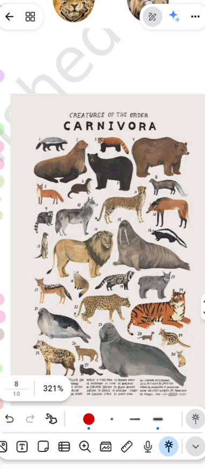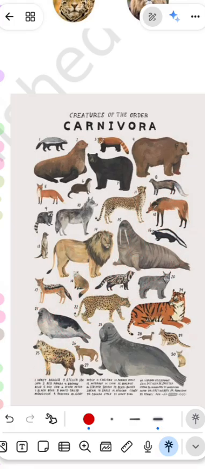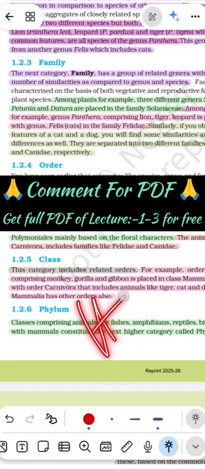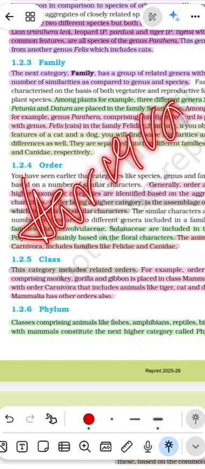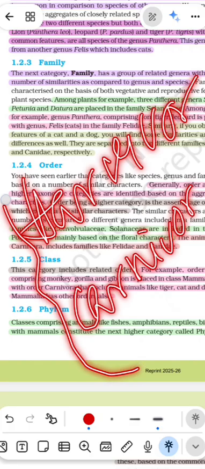Carnivora, these are all animals which feed on other animals, who are predators. These all are predators. But if we see here in the class, monkey and gorilla are herbivores, and this is carnivores. So herbivores and carnivores together form the class mammals.